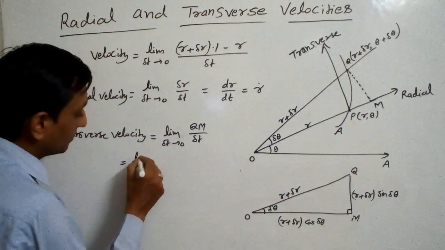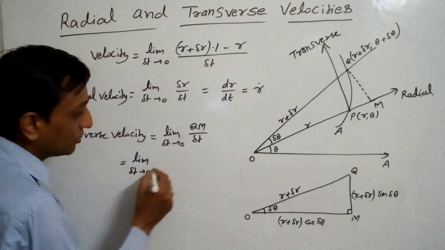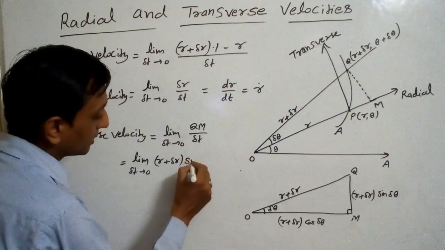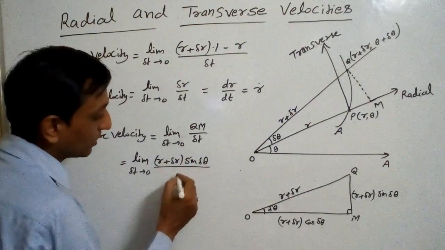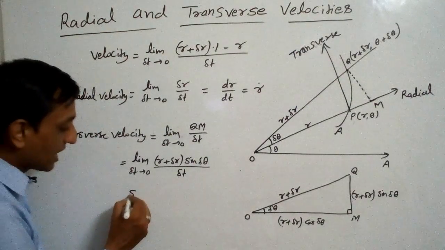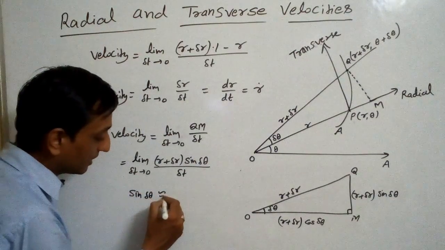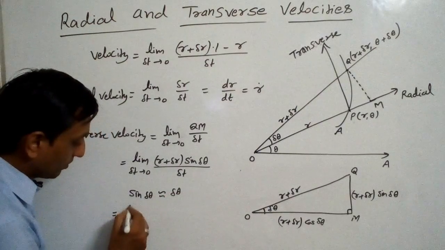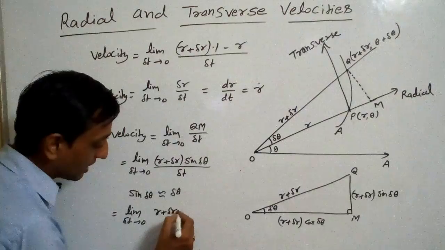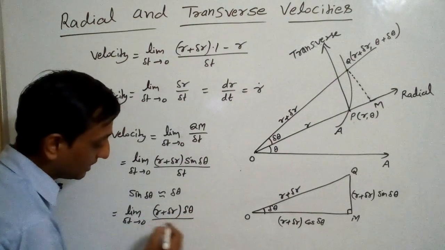So this becomes the limit as delta t tends to 0 of (r plus delta r) sin delta theta over delta t. And for a small angle, sin delta theta can be written as delta theta. So this becomes the limit as delta t tends to 0 of (r plus delta r) delta theta over delta t.